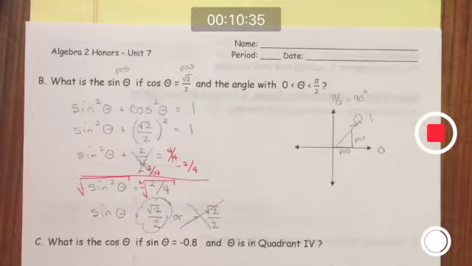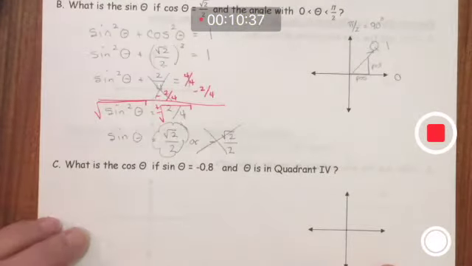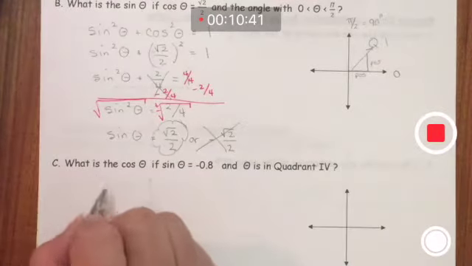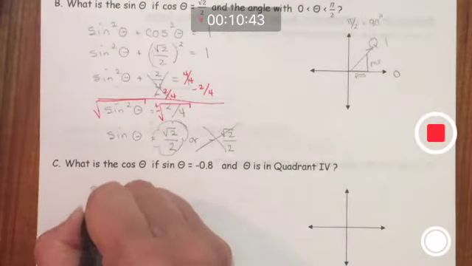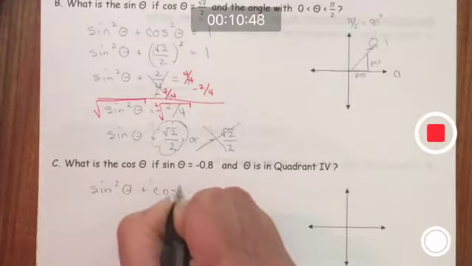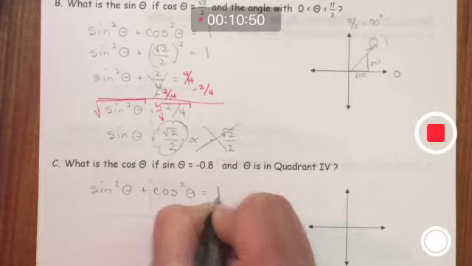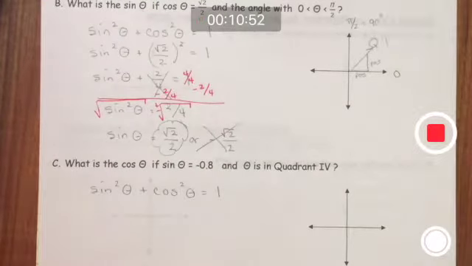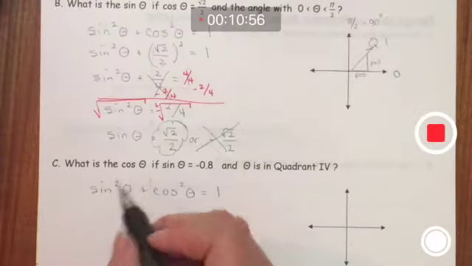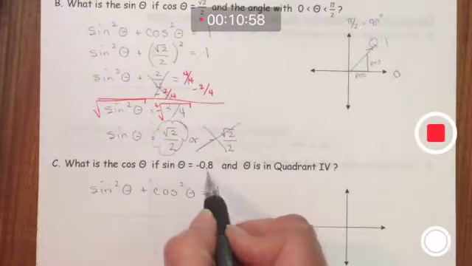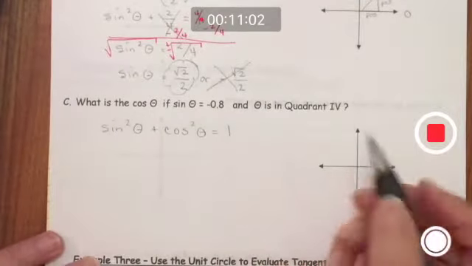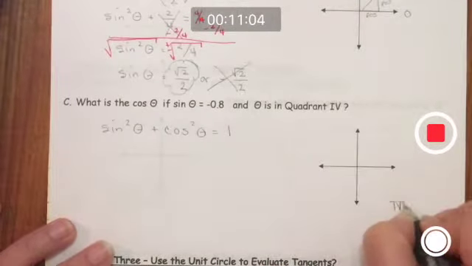All right, we're going to do that one more time. I'm going to start with my Pythagorean identity, which is sine squared of my angle plus cosine squared of my angle is 1. It doesn't matter what my angle is. I can still find the cosine given the sine as long as they tell me what quadrant we're in. So we're now in quadrant 4. So let's go here.